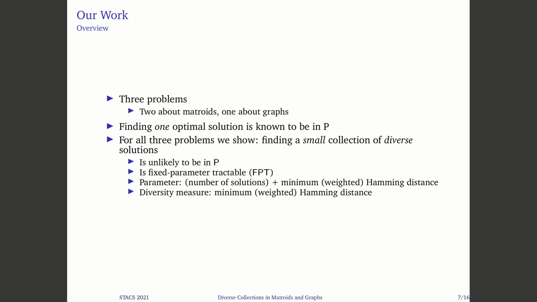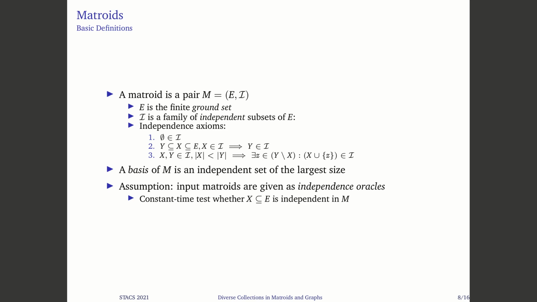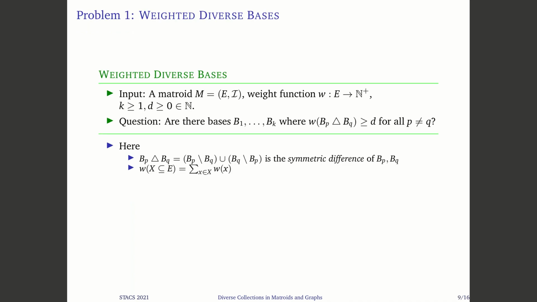Second, it's fixed parameter tractable with the parameter being the number of solutions plus the minimum Hamming distance or the minimum weighted Hamming distance between every pair of solutions. The diversity measure here is the minimum Hamming distance between pairs of solutions or the minimum weighted Hamming distance. We assume in our problems that the input matroids are given as an independence oracle. That is, we are not really given the entire set of independent sets. Instead, there is a black box algorithm which, given any subset X of the ground set as input, will tell us in constant time whether this subset is independent in this matroid or not.